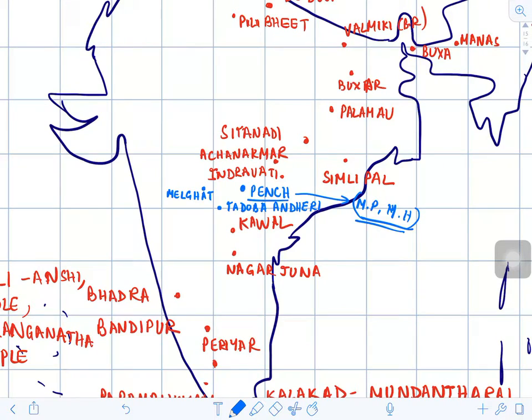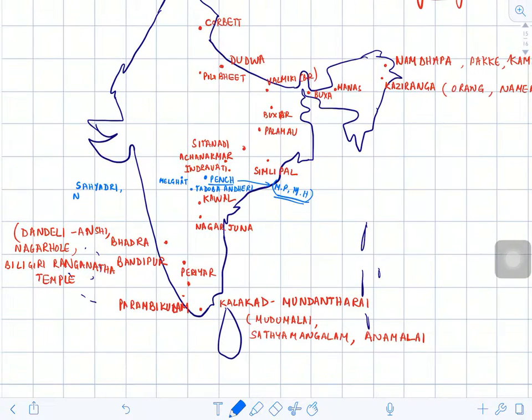The other tiger reserves in Maharashtra, I'll be writing down on the side, are Sahyadri, then we have Navegaon-Nagzira, and we have Bor. The Bor is in Maharashtra, remember.